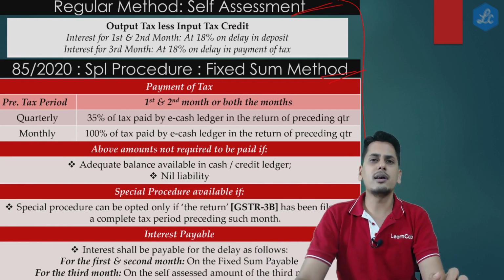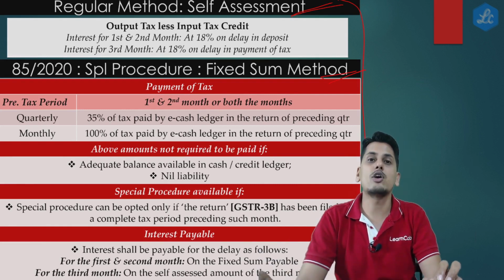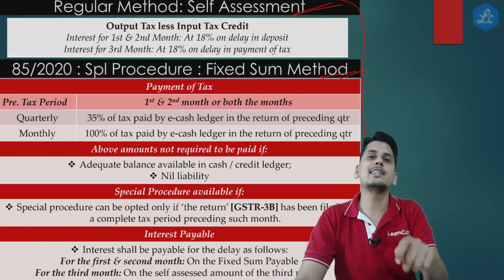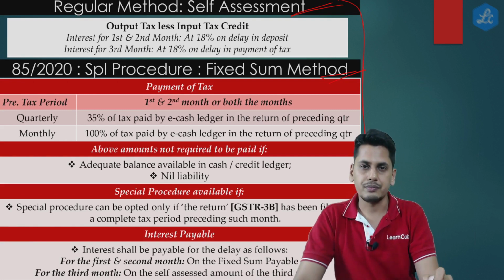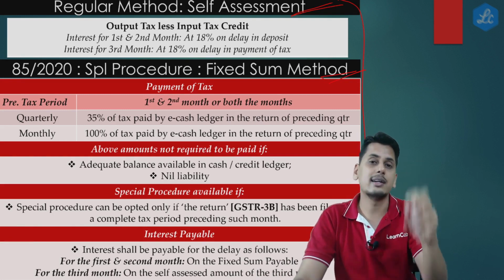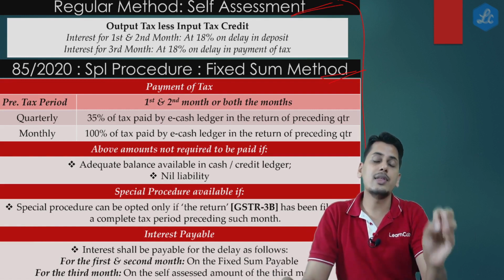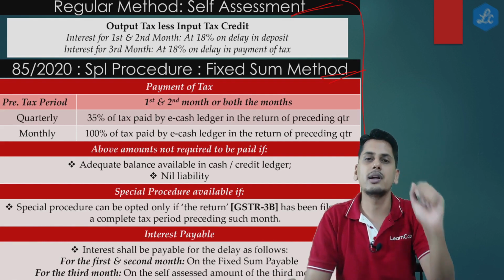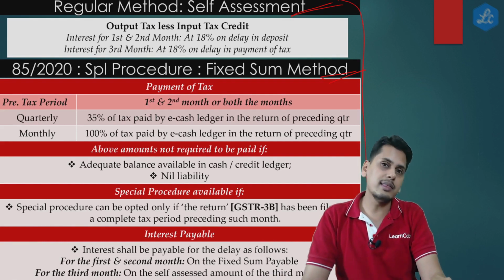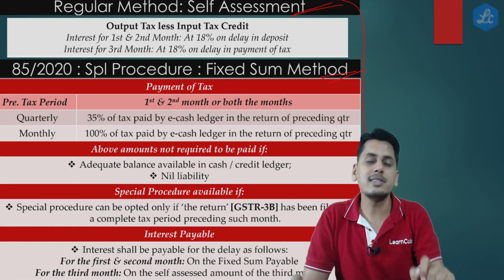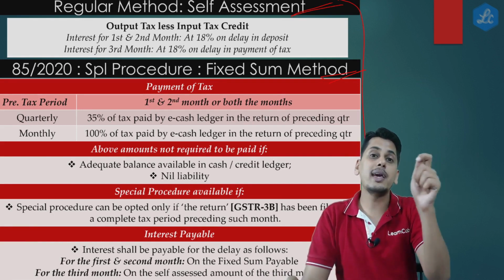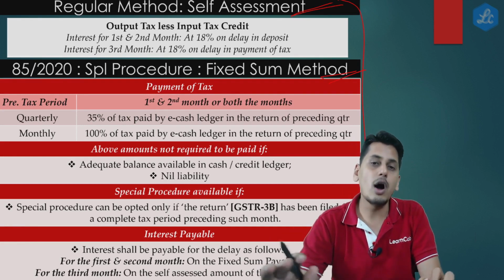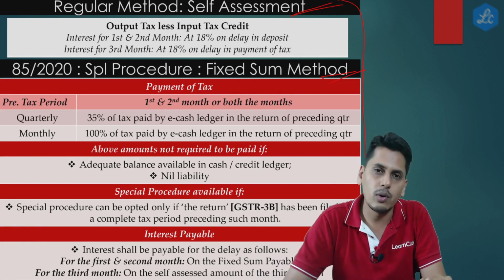What is self-assessment method? The simple one, what we usually do, it is output tax less input tax credit. For the first and the second month, as we know, deposit needs to be made in the electronic cash ledger. So you calculate the self-assessed tax, deposit it in the cash ledger. If there is any delay in the deposit, interest will be payable at the rate of 18% for the period of delay. Friends, for the third month, it is not a deposit in the cash ledger. In the third month, you will have to pay the taxes along with the return filing which you are going to carry out either by 22nd or 24th of the month following the end of the quarter.